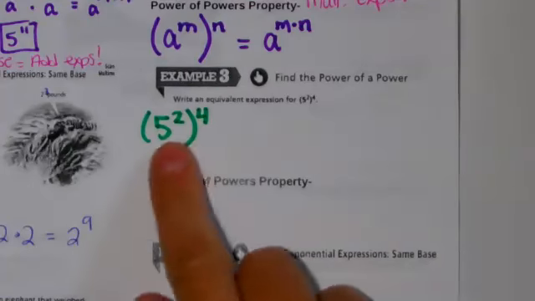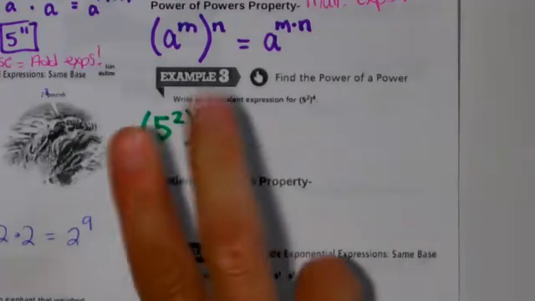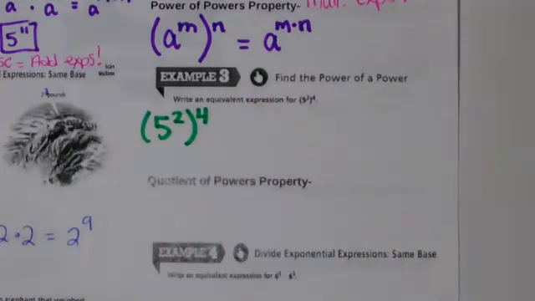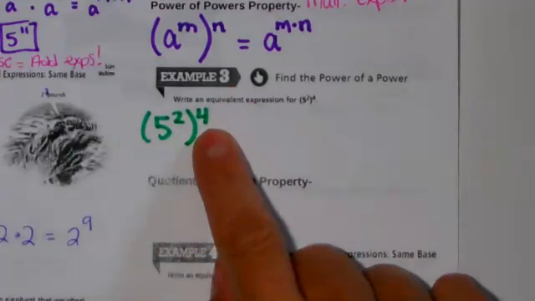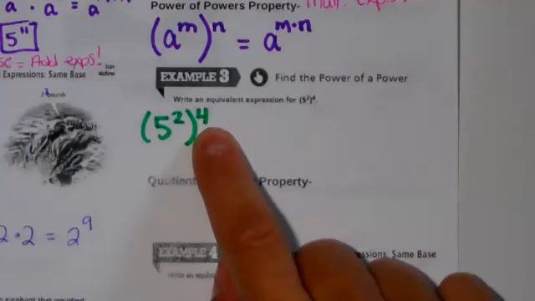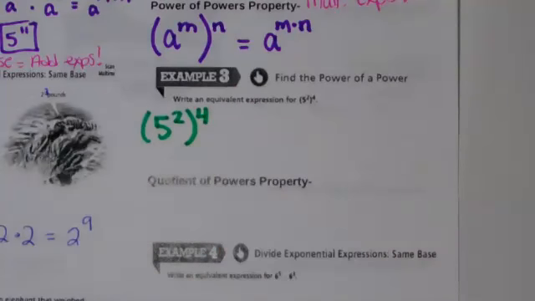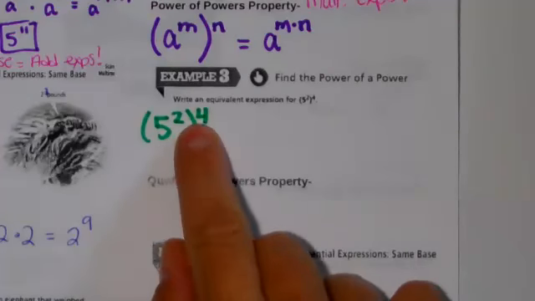That really means 5 squared means 5 times 5, right? That's 2 5s times itself. And now this 4 means we have 5 times 5 4 times, right? And so you would have 4 sets of 2 5s.